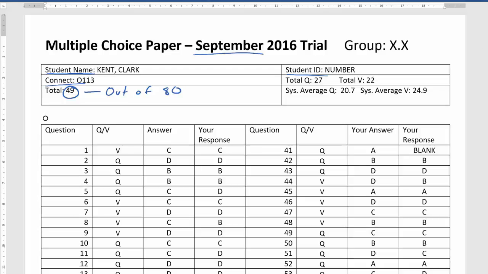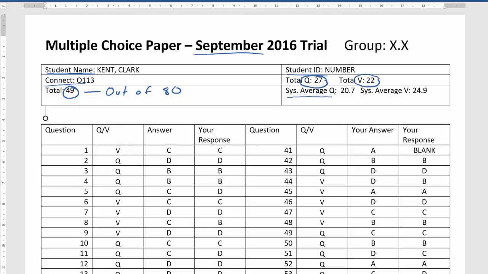So every AST multiple choice test is out of 80. So that is your total score that you got correct. However, in the AST, they actually break down the questions into quantitative questions and verbal questions. And that's really, really important. So what you've got on the right-hand side here is a total number of quantitative questions that you got correct and the total number of verbal questions that you got correct. So in this example, Clark Kent got 27 out of 40 quantitative questions correct and 22 out of 40 verbal questions correct in the multiple choice paper.